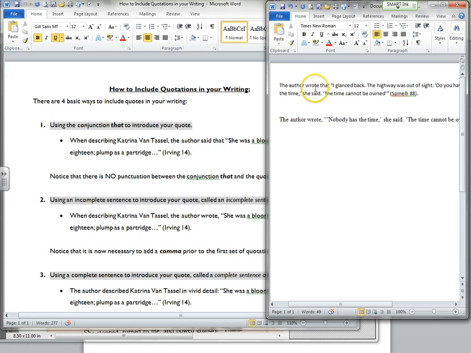And you can vary this. You can say said, wrote, stated, you know, change up your word choice here. But you never want to say the book wrote or the text wrote, because books don't write, people write, okay? So just keep that in mind.